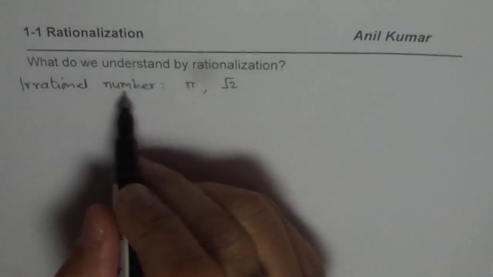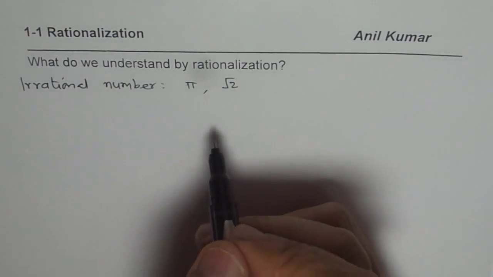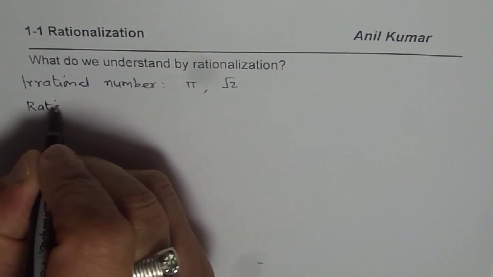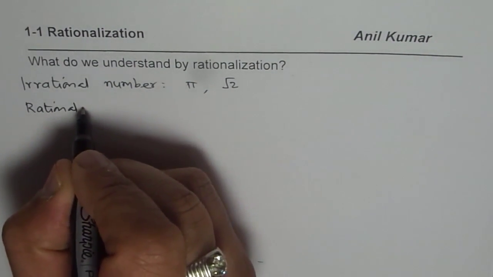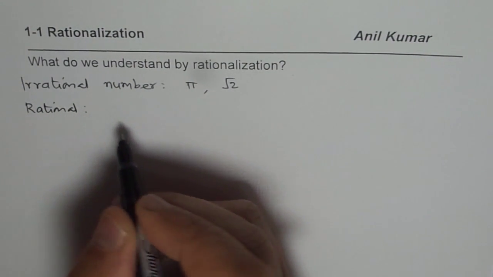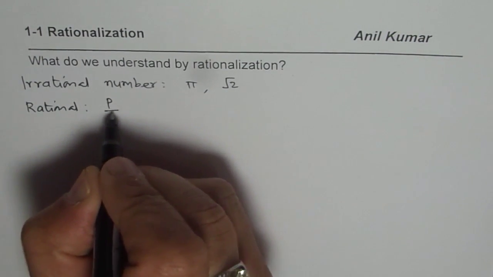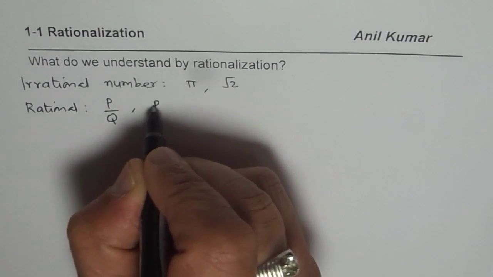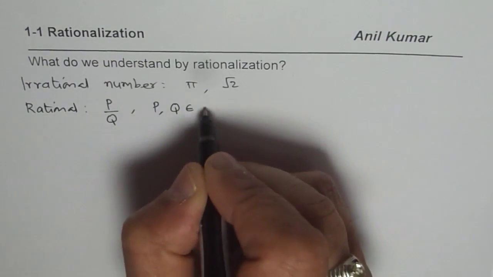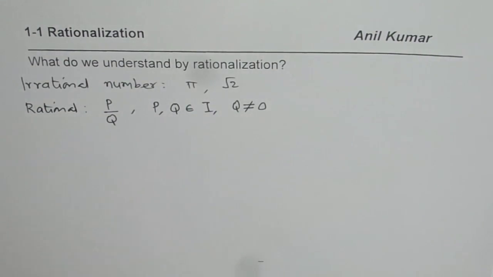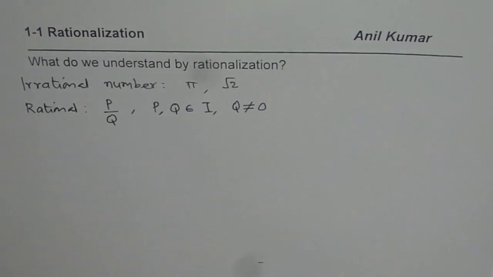Now, what are irrational numbers then, and what are rational numbers? Let's review that part also. Rational numbers are the numbers which could be written as a ratio of integers, you can say, or let's say p over q, where p and q belong to integers, and of course q is not equal to 0. So these are rational numbers.